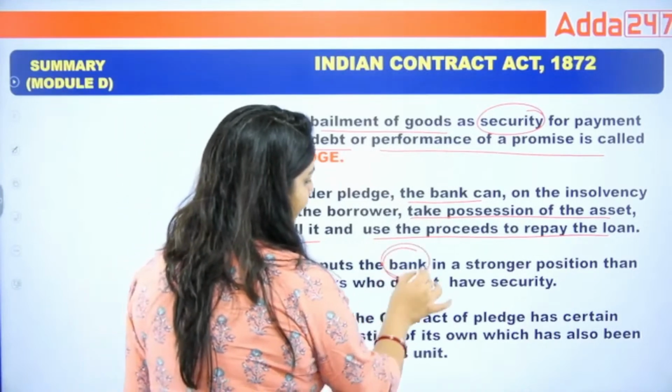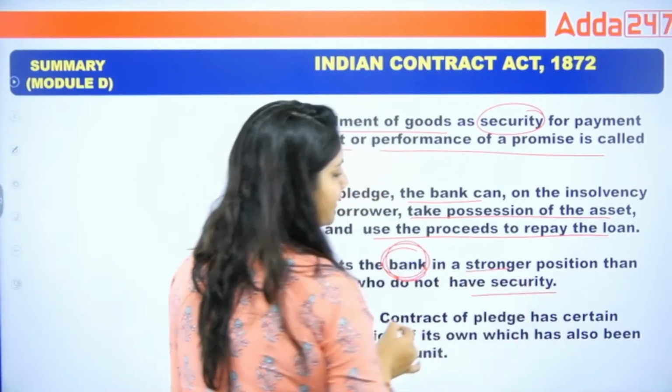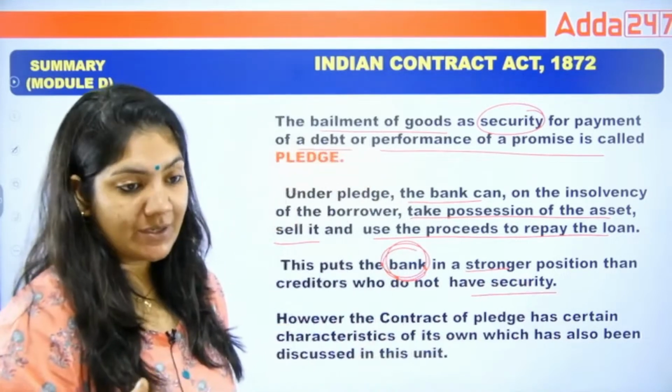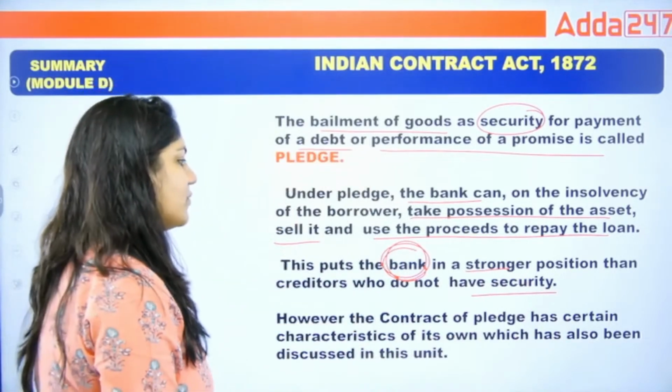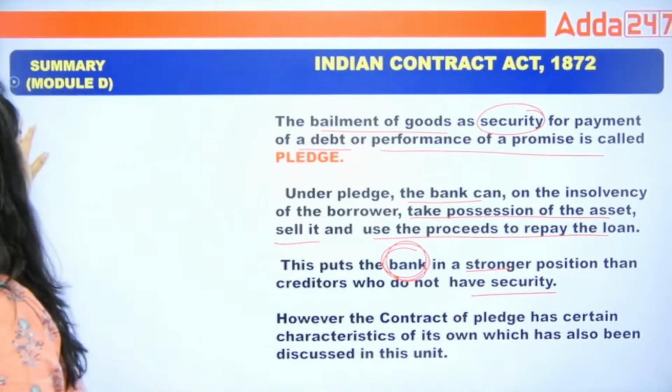Exactly. Why does the bank have a stronger position? Because the bank takes security if it is giving a loan. However, the contract of pledge also has certain characteristics of its own, which have been discussed in this unit.